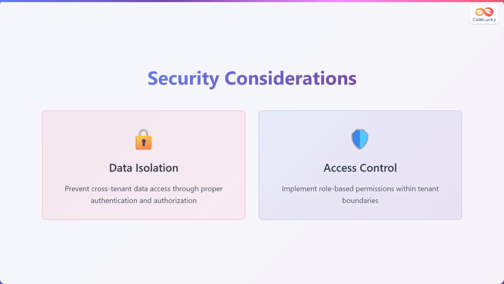Security is paramount in multi-tenant systems. We have to consider two main aspects. First is data isolation, where we need to prevent cross-tenant data access through proper authentication and authorization. Second is access control, which involves implementing role-based permissions within tenant boundaries.